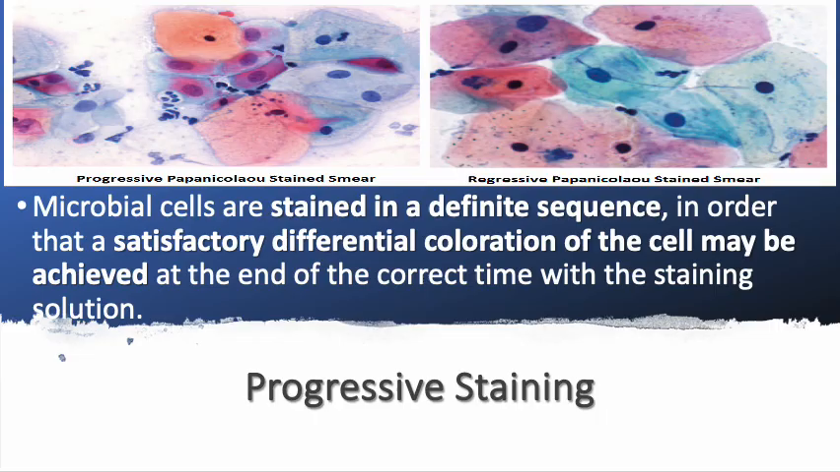So you can take it that accentuators usually increase or intensify the color reaction of your dyes to the bacteria. Proceed now to staining techniques, usually classified based on the procedure itself. Firstly is your progressive staining. When we say progressive staining, class, the microbial cells are stained in a definite sequence, in order that a satisfactory differential colorization of the cell may be achieved at the end of the correct time with the staining solution. So progressive has a step-by-step definite sequence to achieve differentiation of the cells you want to identify.